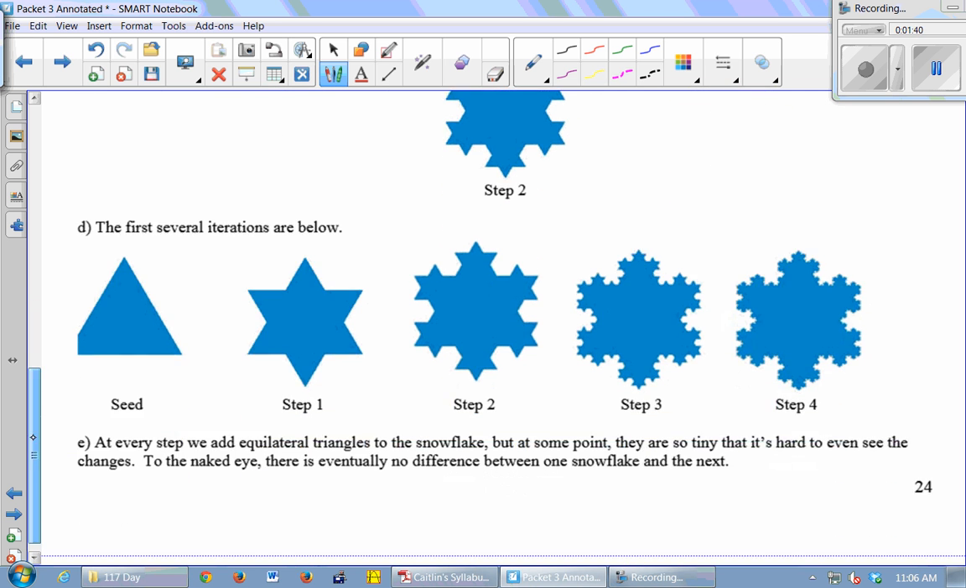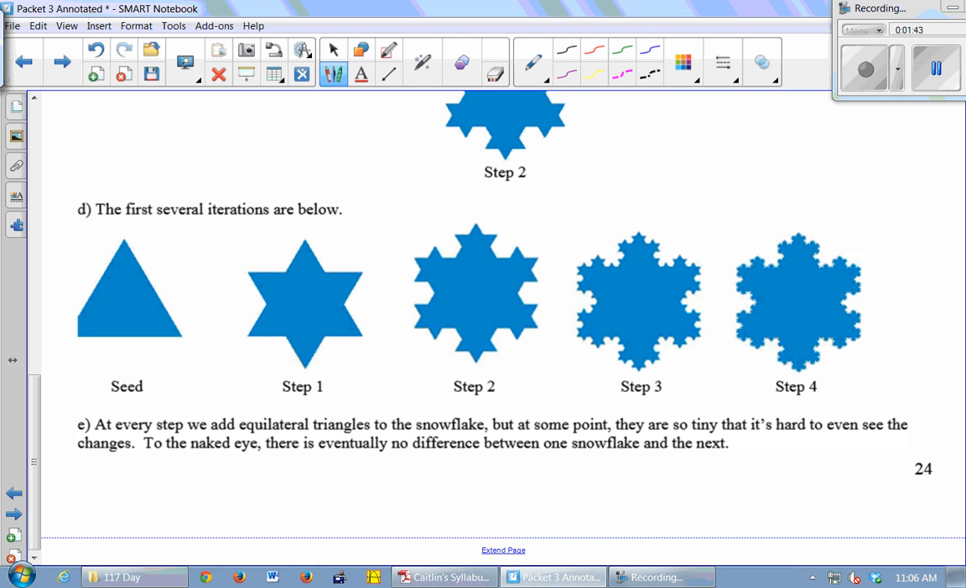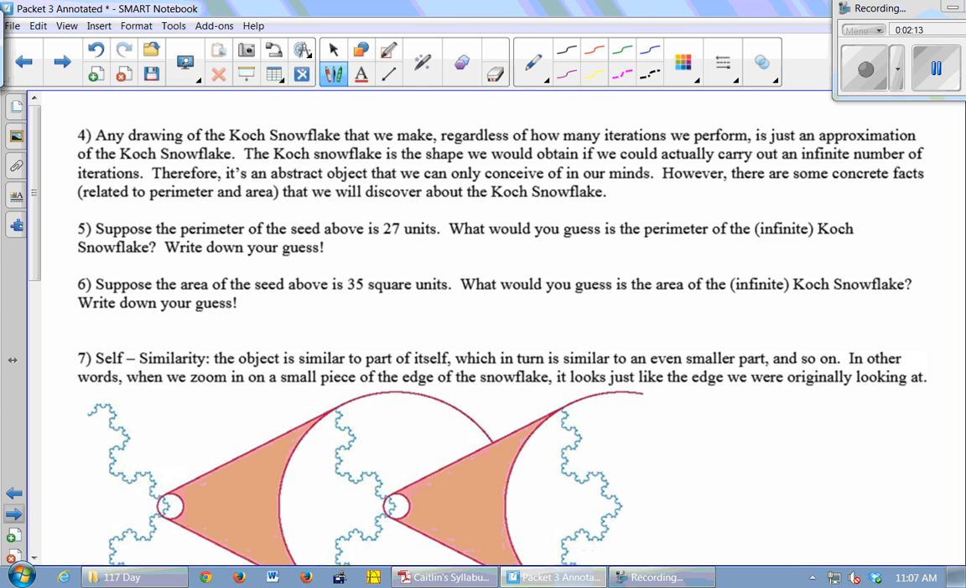And then you just continue doing that over and over again. To every side of the snowflake, on the middle third, you add a new equilateral triangle. These are the first several iterations. At every step, you add equilateral triangles to the snowflake. But at some point, those triangles are so tiny that it's hard to even see the changes. Eventually, there's no difference to the human eye between one snowflake and the next. So any drawing of the Koch snowflake that we make, regardless of how many iterations we perform, is just an approximation of the actual Koch snowflake.